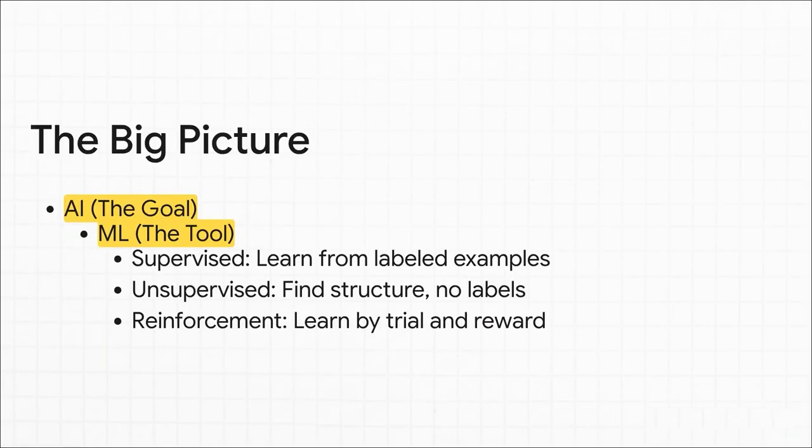So here's the big picture. You've got AI as the goal, and machine learning is one of the most powerful sets of tools inside that field. And in that toolbox, you've got three main types of tools. For our little project today, we're going to focus on the one you'll see most often, which is called supervised learning. And that's all about learning from examples that already have the answers attached.